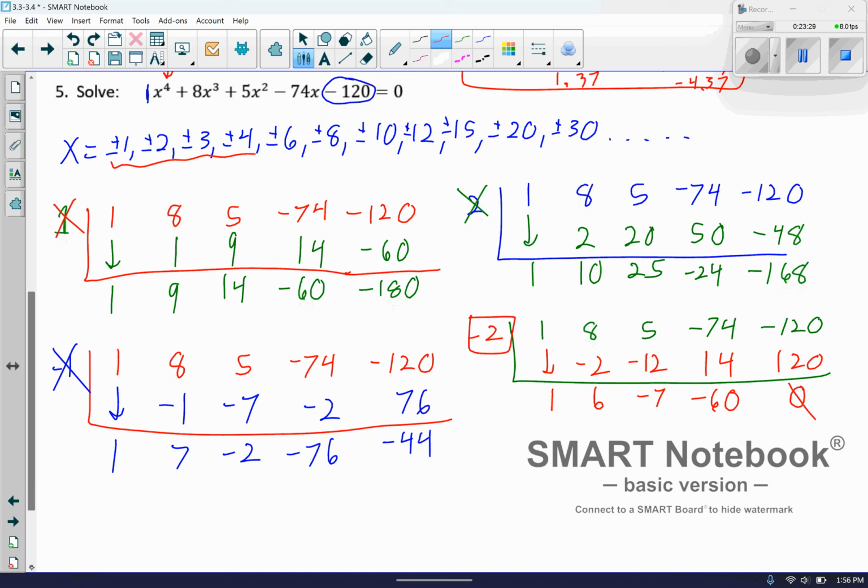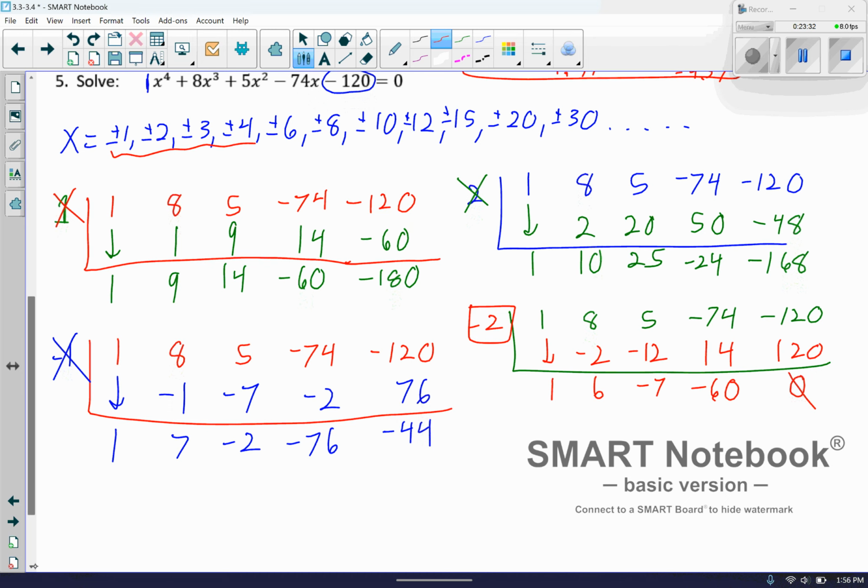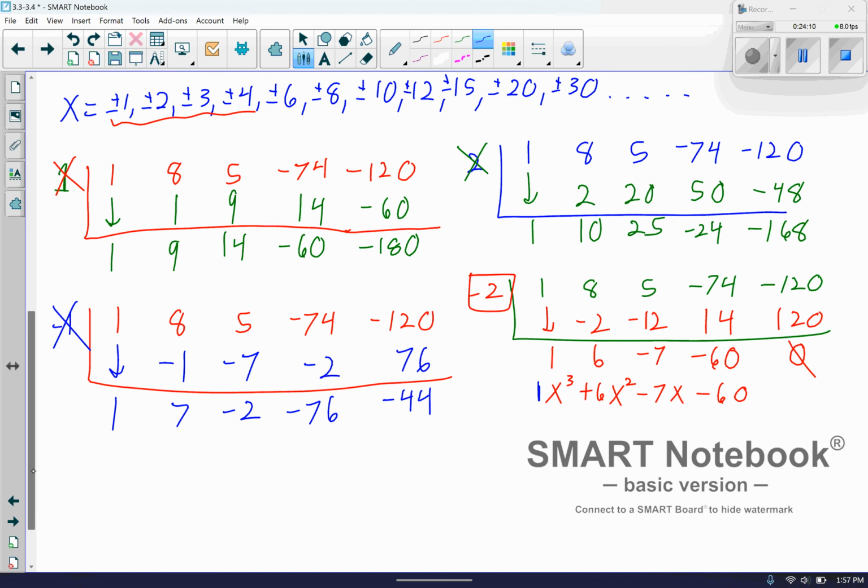Okay, so our quotient is going to be x cubed plus 6x squared minus 7x minus 60. And so you could try to factor it, but it's not going to be factorable. You could try factoring by grouping, but it will not work. So what we need to do is keep trying more numbers. But the good news is we can use these new coefficients: the 1, the 6, the negative 7, and the negative 60. So we don't have to use the same numbers we were working with. Okay? And so that's what we need to do. We need to continue on.